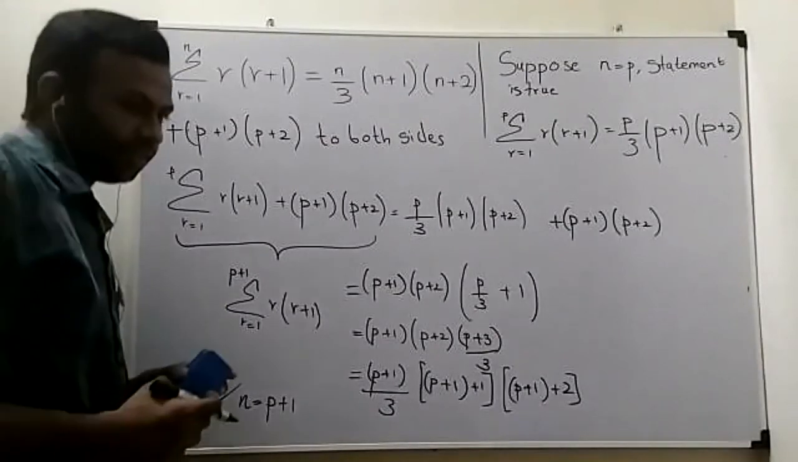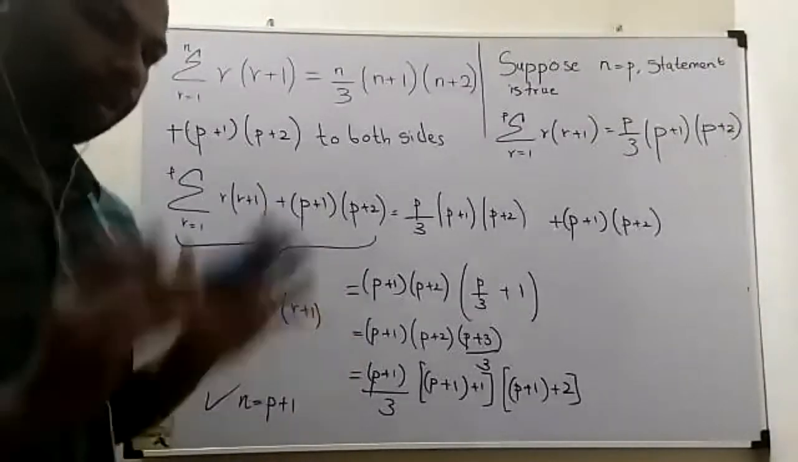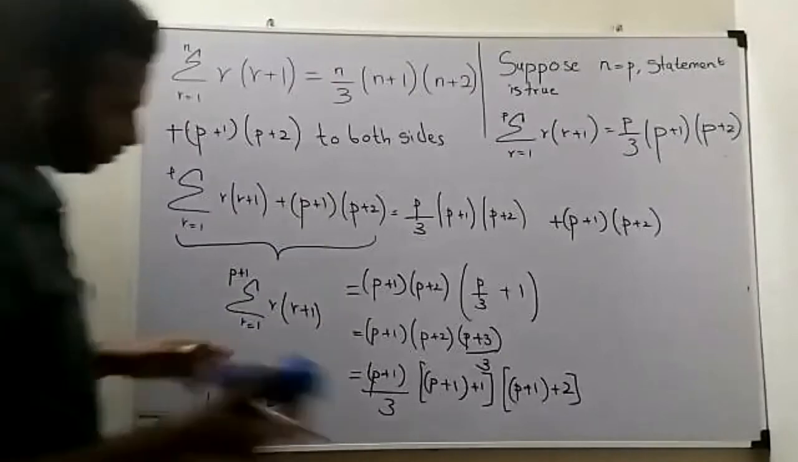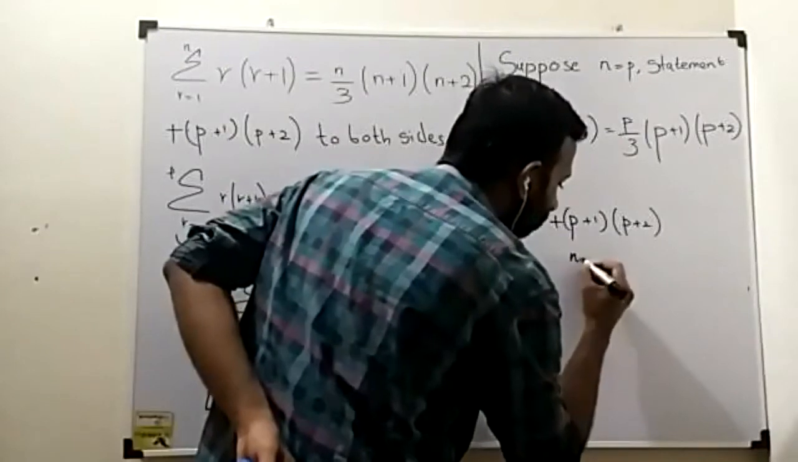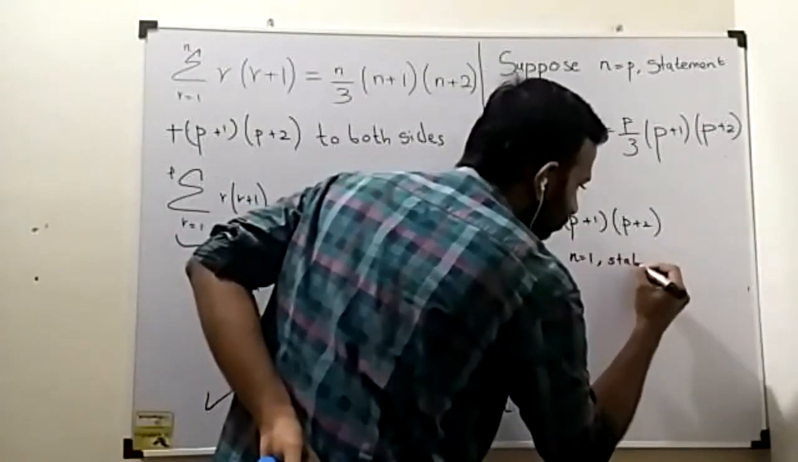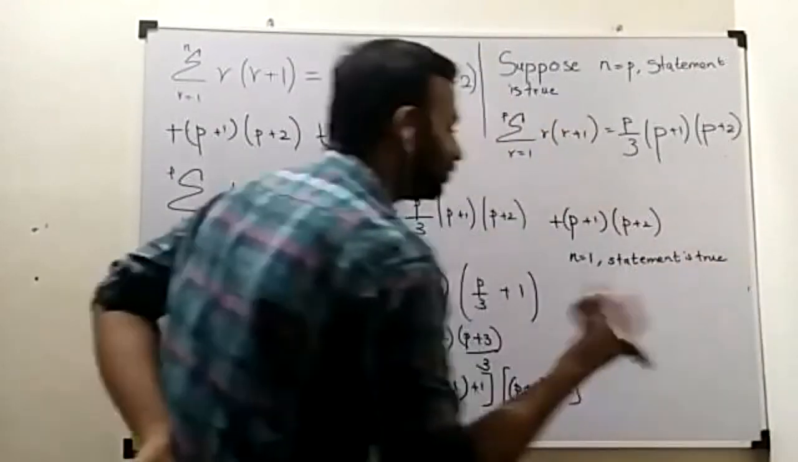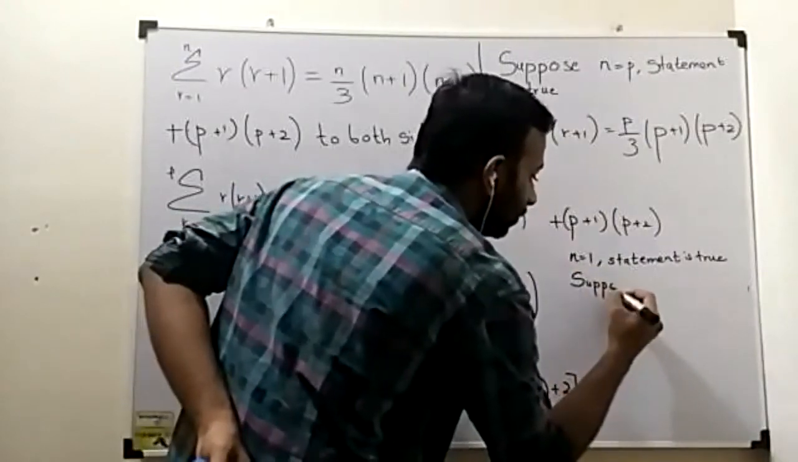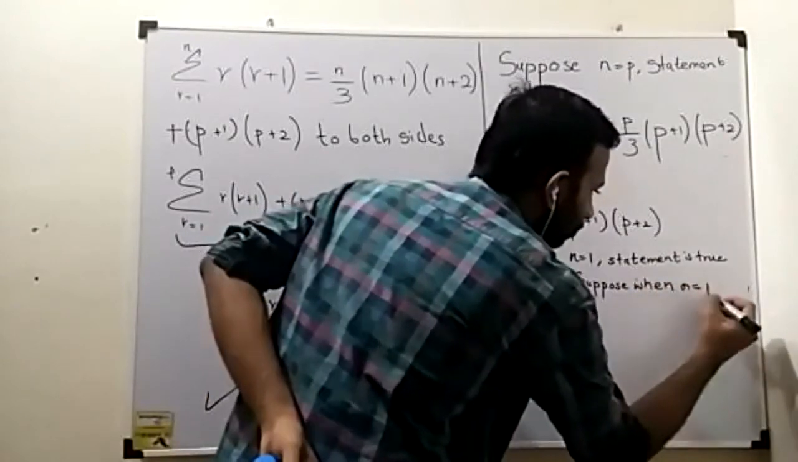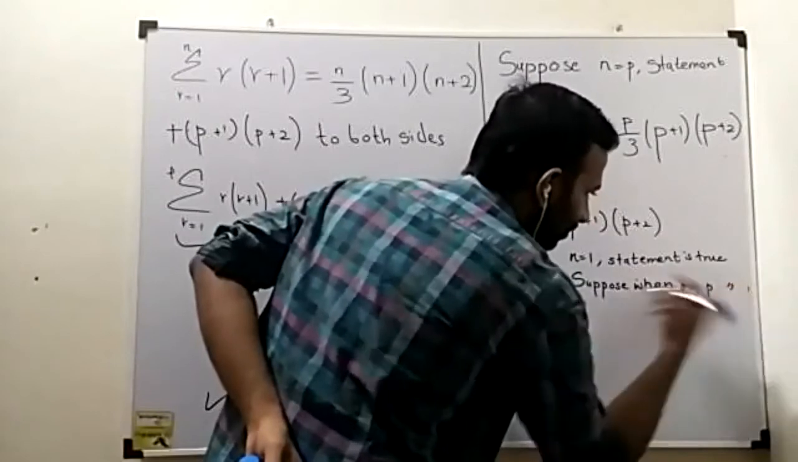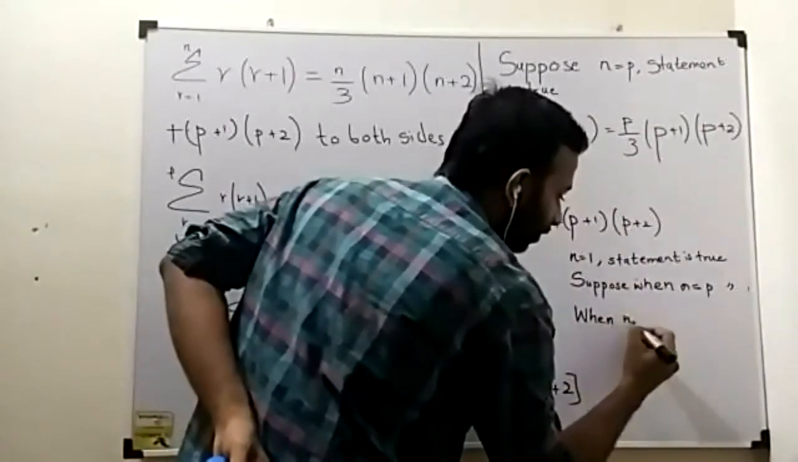Okay, so what we can then do, now we need to write a statement combining all of this. So first we write, I don't have space here, I'll just write it here. We need to write when n equals 1, the statement is true. Then you assume, or suppose, when n equals p, the statement is true. You can write the same thing: when n equals p, the statement is true. When n equals p plus 1, we prove that this statement is true.